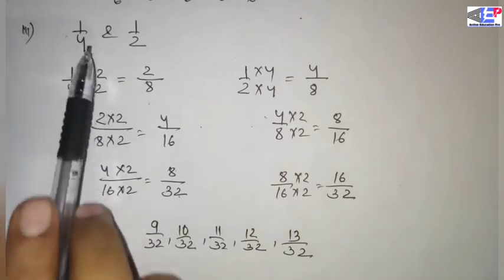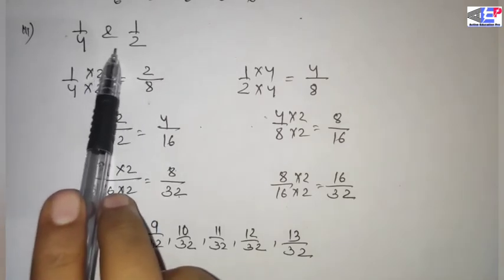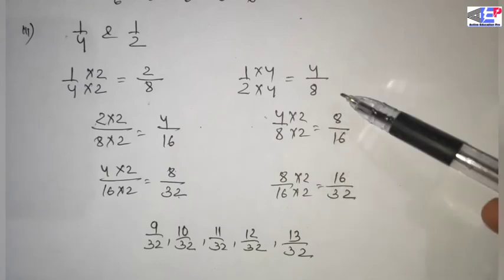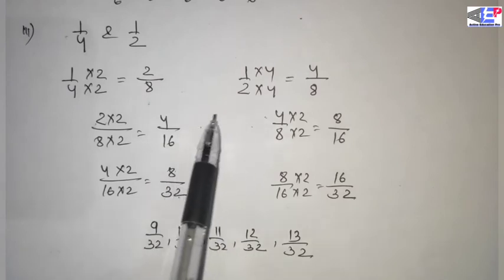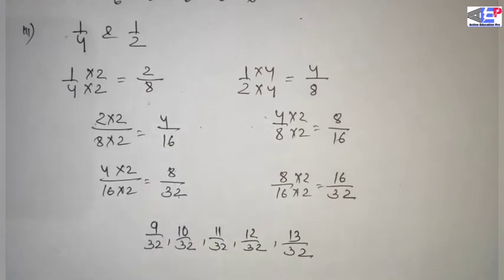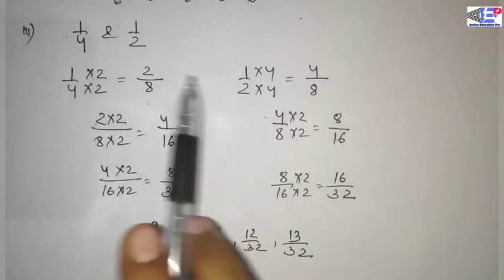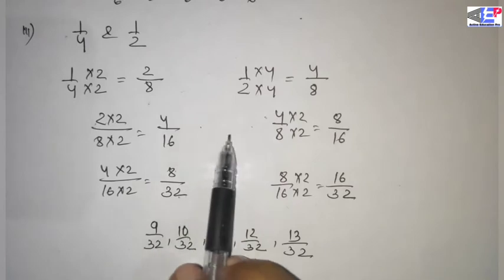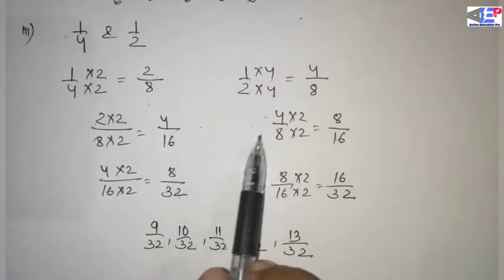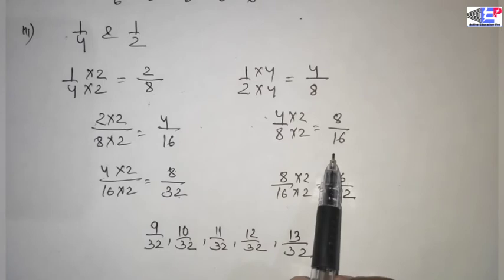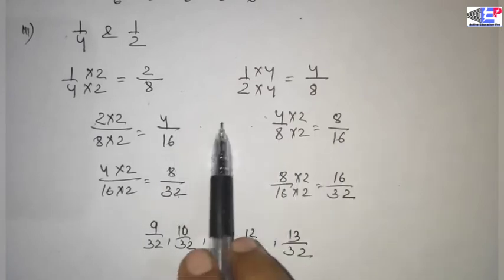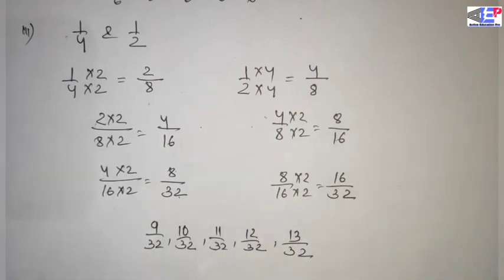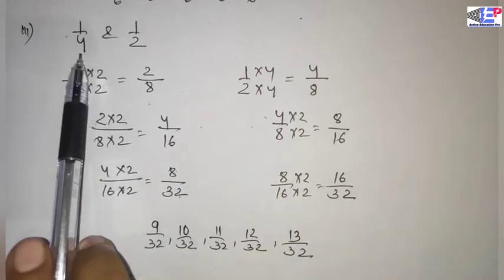The numbers 1 by 4 and 1 by 2 have only a little difference between them, so you need to multiply repeatedly, because there are not enough numbers as per our requirement. You have to find 5 numbers, but between 2 by 8 and 4 by 8 there is one number, 3 by 8. When you multiply again with 2, there are 3 numbers, 5 by 16, 6 by 16 and 7 by 16, because here we have 4 by 16 and 8 by 16. In between these two numbers 5 by 16, 6 by 16 and 7 by 16 are present. So again we multiply with 2 to find 5 rational numbers between 1 by 4 and 1 by 2.